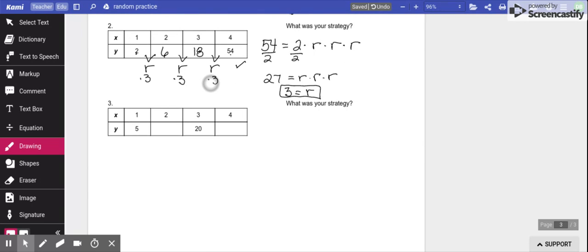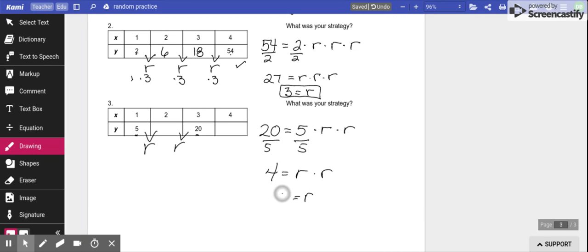Finally, let's look at example 3. So for this one, I just need to look at this term and this term. All right, how do I get from 5 to 20? Well, I know to get to 20, I have to start with 5 and multiply by my common ratio 2 times. So I'm going to divide by 5. 4 equals r times r. So what would r need to be in this situation? Correct, 2. So my common ratio is 2.